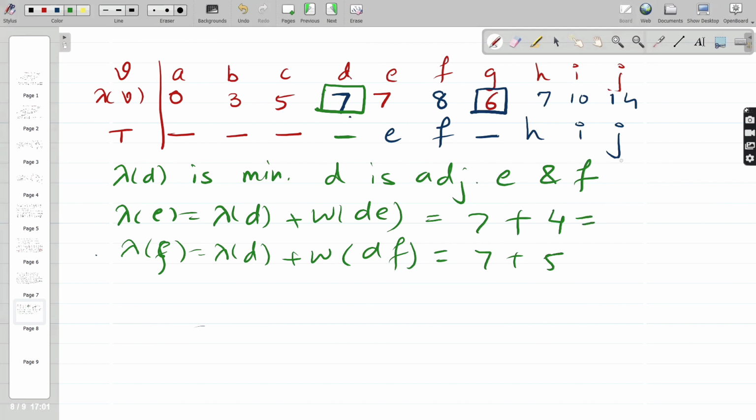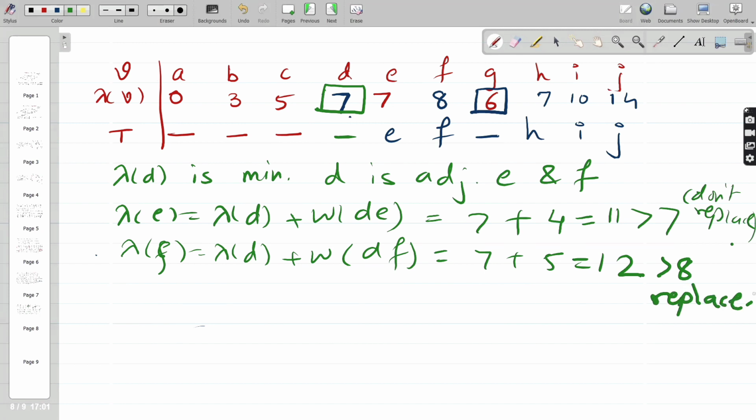Lambda E is already 7, so 11 will be greater than that. So we will not replace; we keep it as 7. And 7 plus 5 is 12, which is also greater than 8. So we will not replace anything. We are retaining our path from A to E with the 7 length.